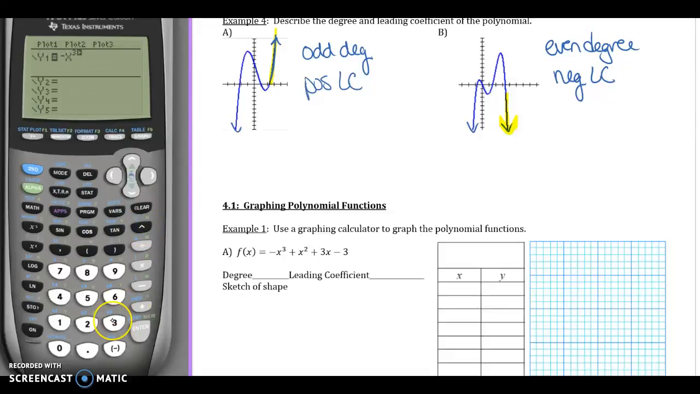X raised to the third. If you raise x to an exponent, your cursor is stuck in the exponent until you push the right arrow to move down out of that exponent. Squared plus 3x minus 3. Once you have that function entered in there, you can push the graph button and watch your calculator graph this function for you. It'll churn on it for a little bit, and then it'll start graphing it.